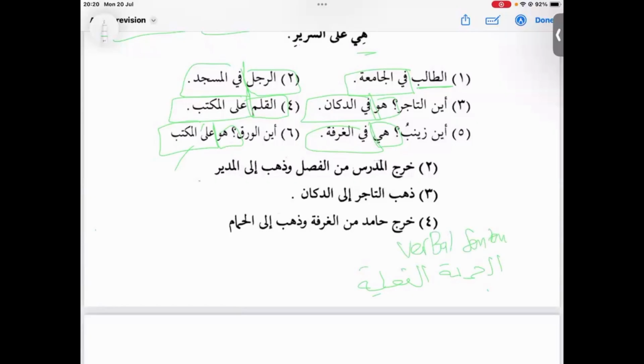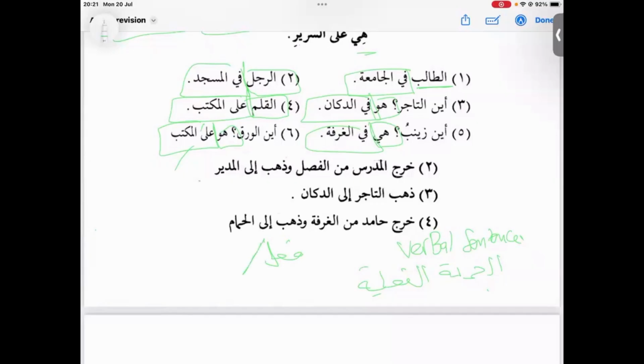The verbal sentence is generally made up of 2 or 3 parts. Why is it called the jumla fi'liyah? Because the sentence starts with a verb. Why is it called the jumla ismiyah? Because the sentence starts with a noun. That's why ism, ismiyah, fi'al, fi'liyah.